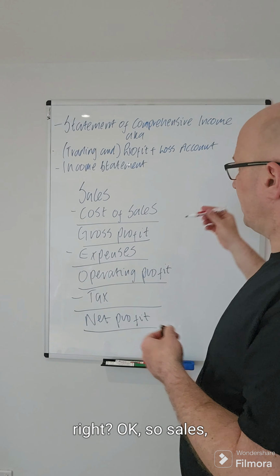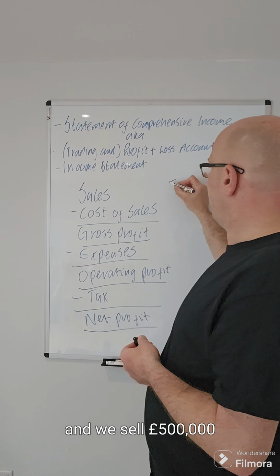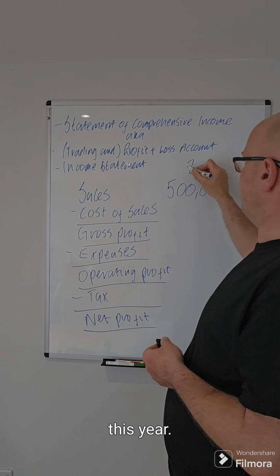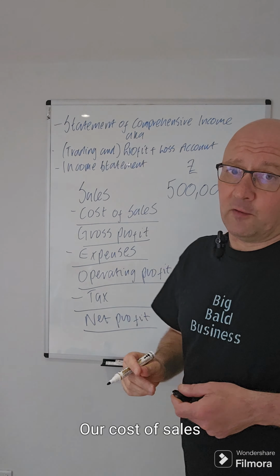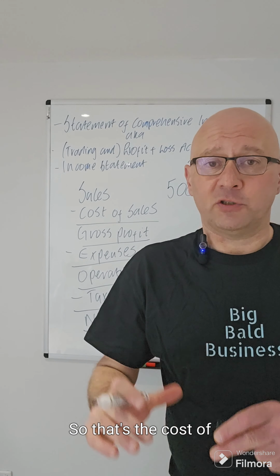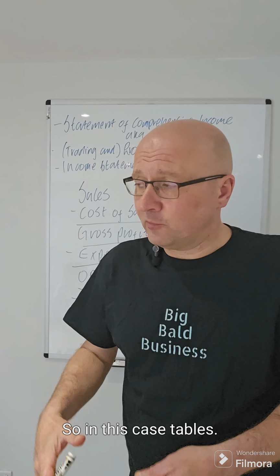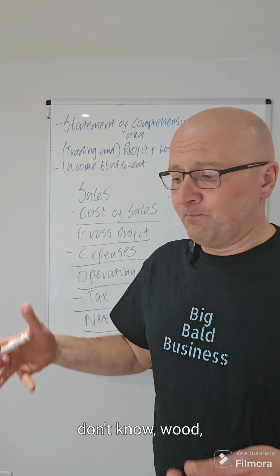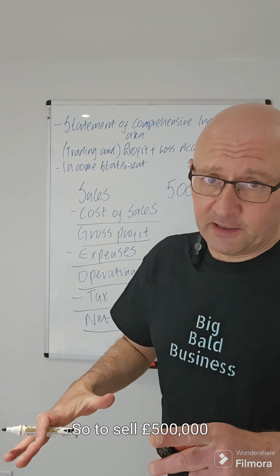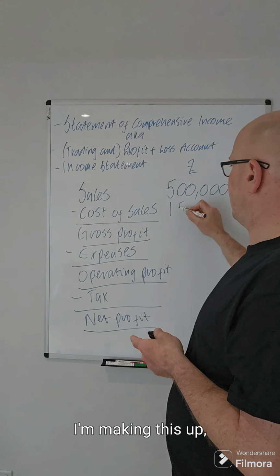Right, okay, so sales. Let's say we've got a table company and we sell £500,000 worth of tables this year. Okay, our cost of sales is the direct costs. So that's the cost of the material to make whatever it is you're making. So in this case, tables. So we would need, I don't know, wood, plastic, possibly metal.